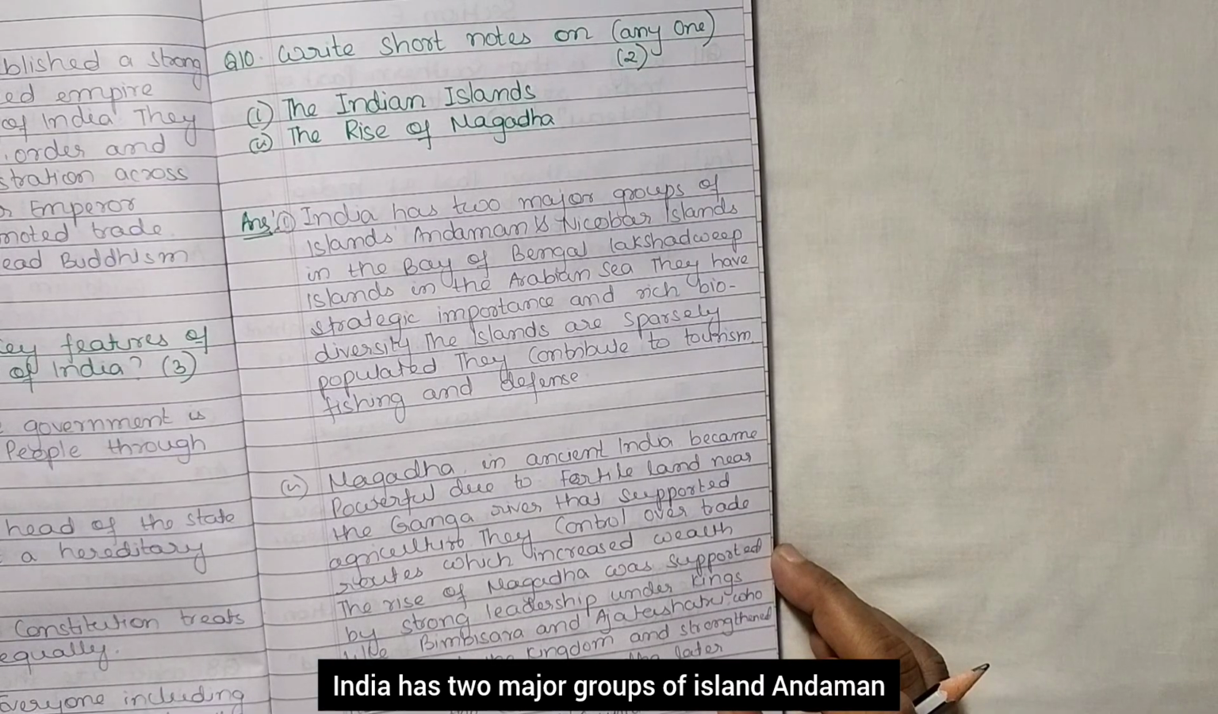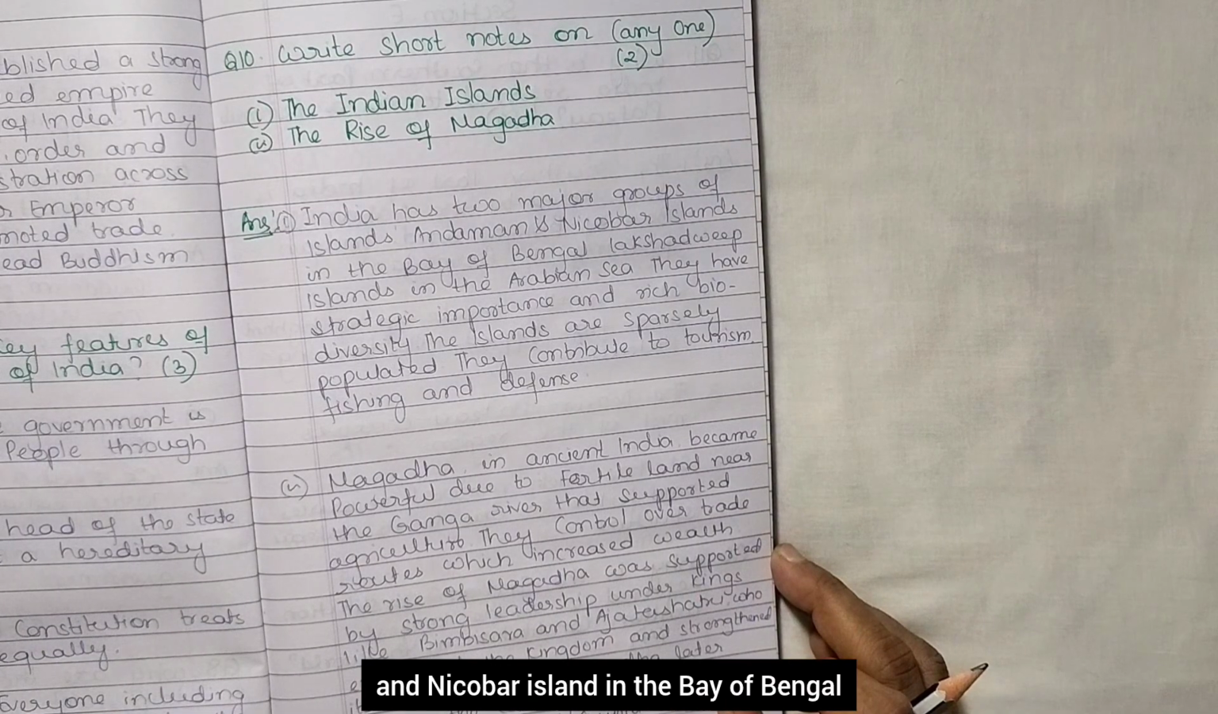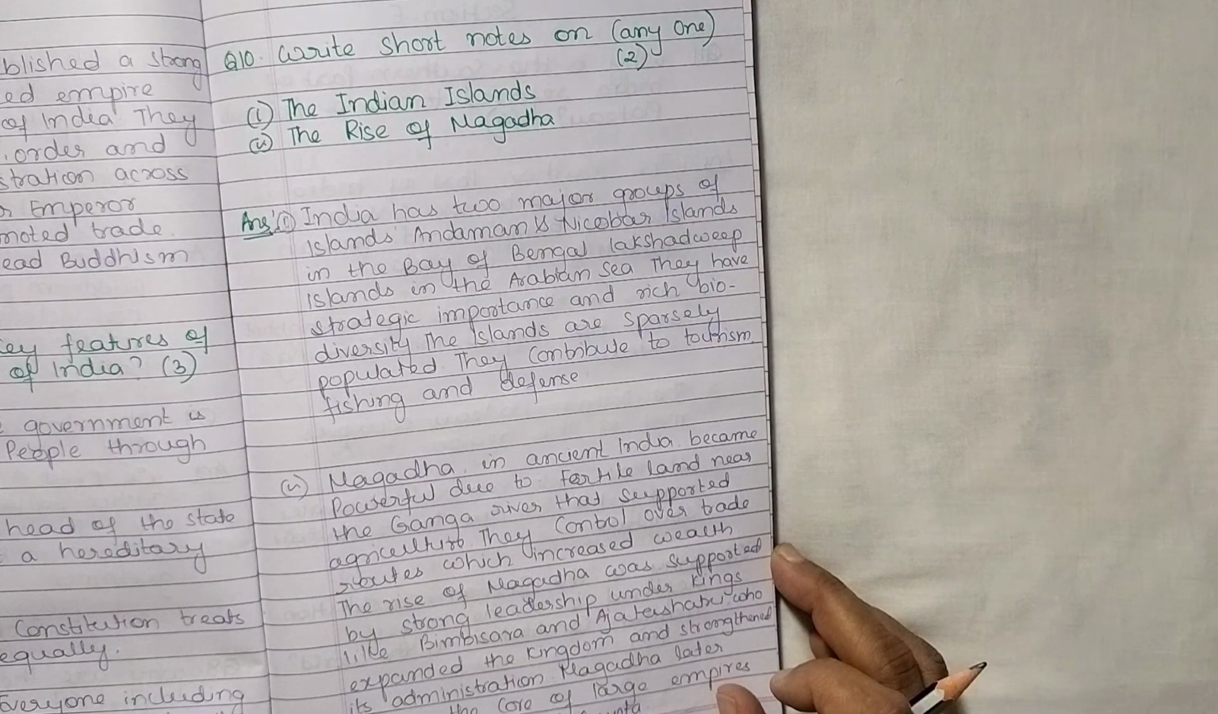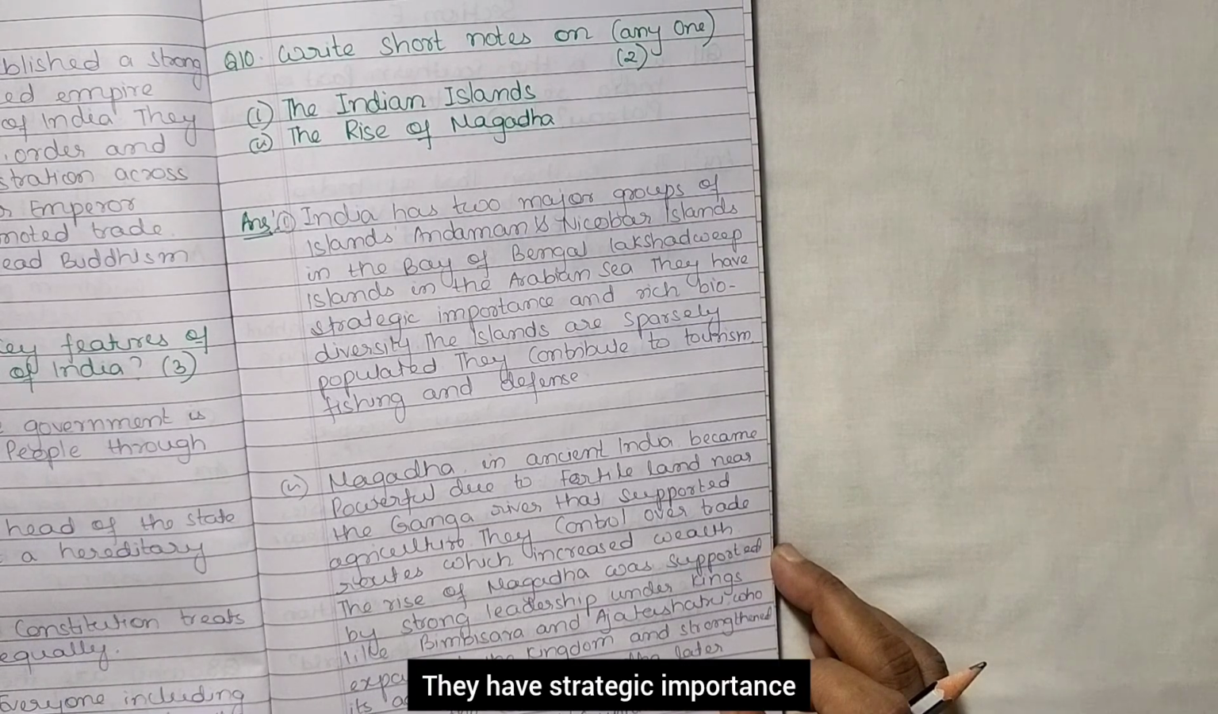India has two major groups of islands, Andaman and Nicobar Islands in the Bay of Bengal and Lakshadweep Islands in the Arabian Sea. They have strategic importance and rich biodiversity. The islands are sparsely populated. They contribute to tourism, fishing and defense.